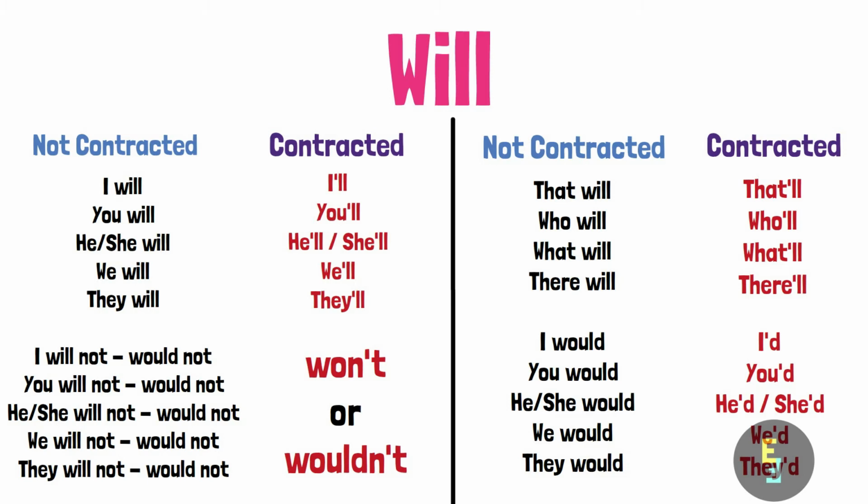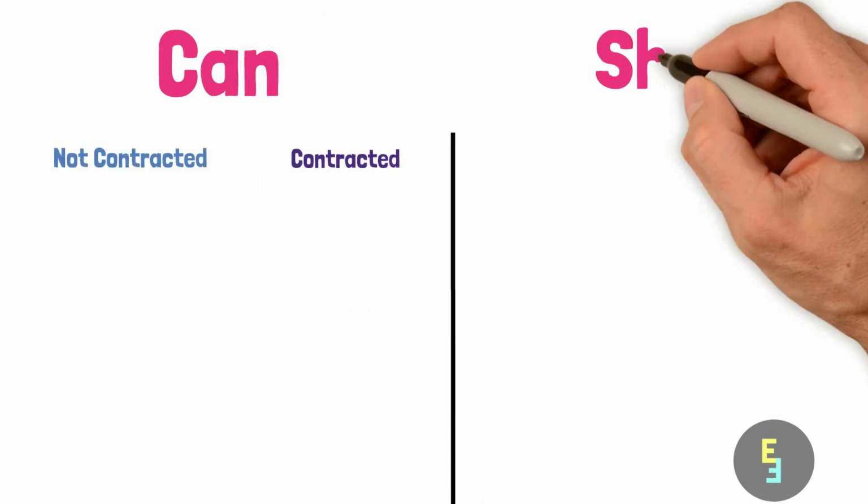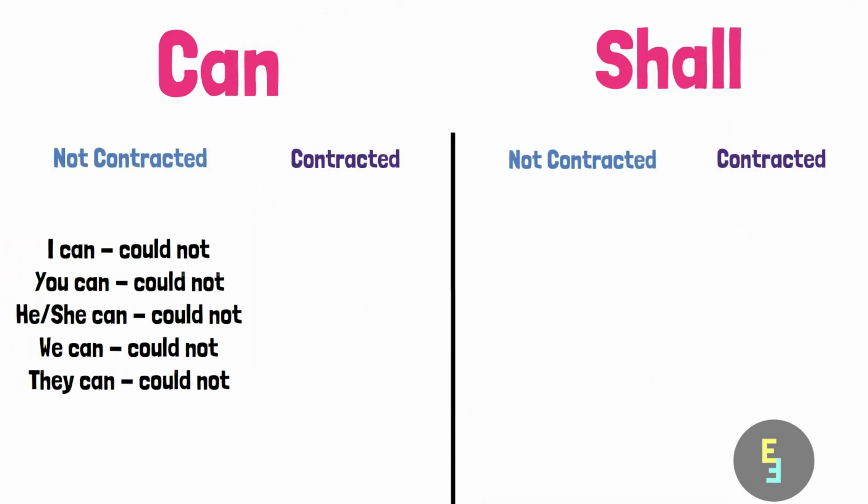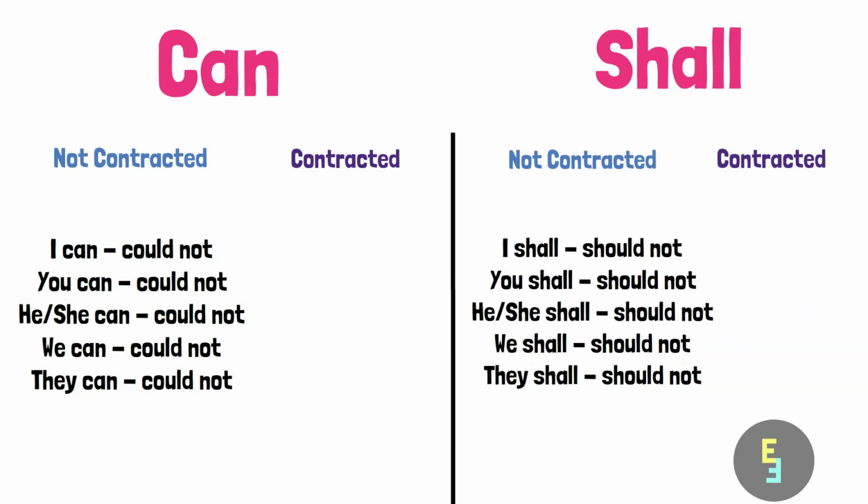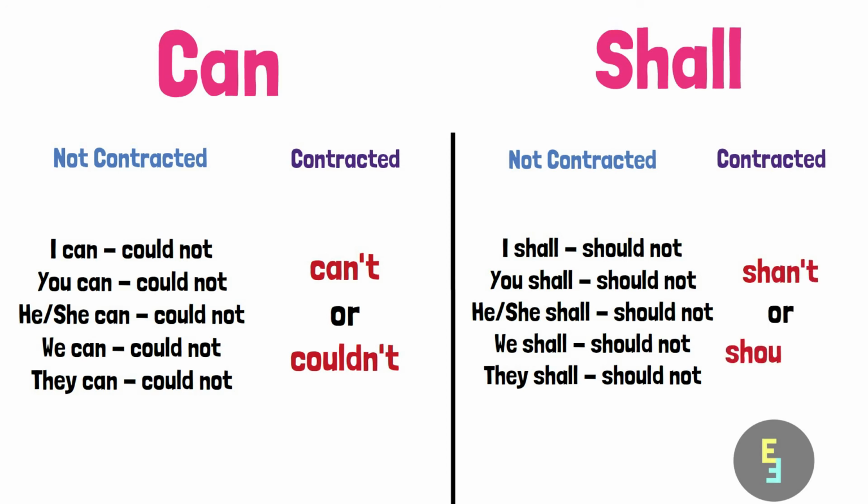And now, to complete our 50 plus contractions, let's have the verbs can and shall, with their past tense forms could and should, being contracted with the word not. When contracting the verb can with the word not, the contracted form is can't. But when contracting the verb could with the word not, it becomes couldn't. Lastly, the verb shall. When contracting the verb shall with the word not, the contracted form is shan't. But when contracting the verb should with the word not, it becomes shouldn't.